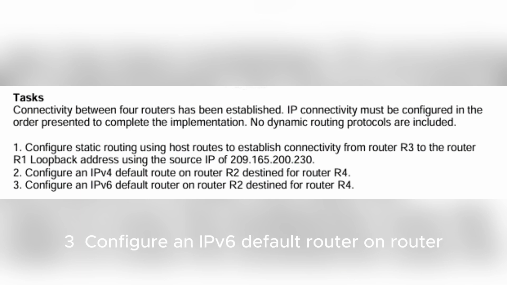3. Configure an IPv6 default route on router R2 destined for router R4.